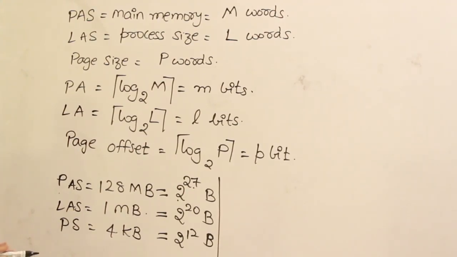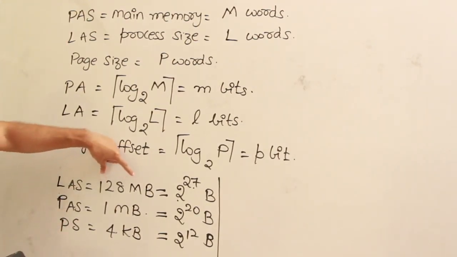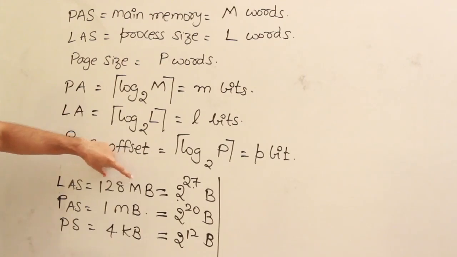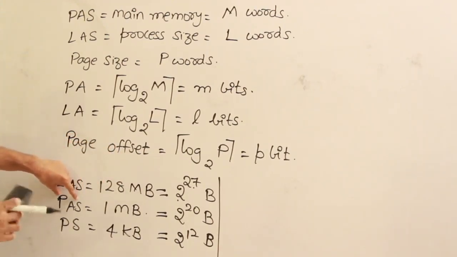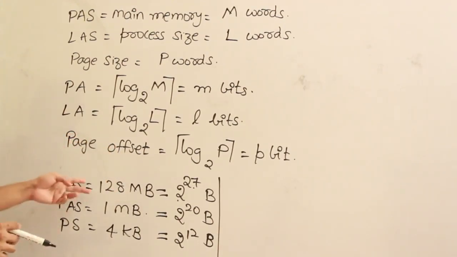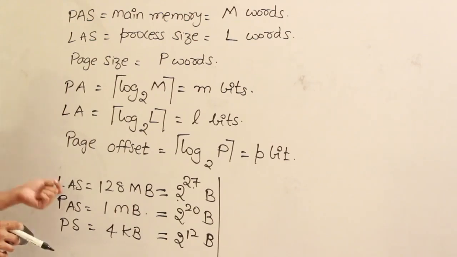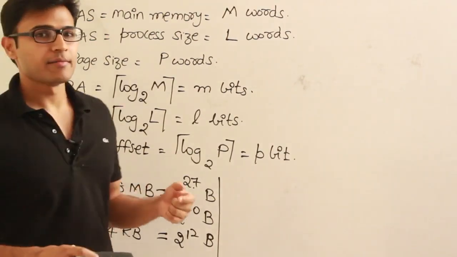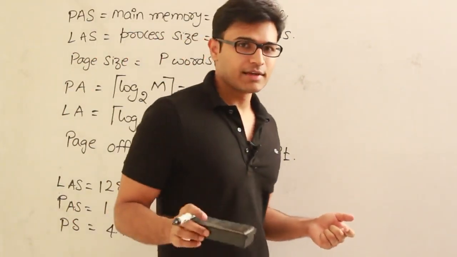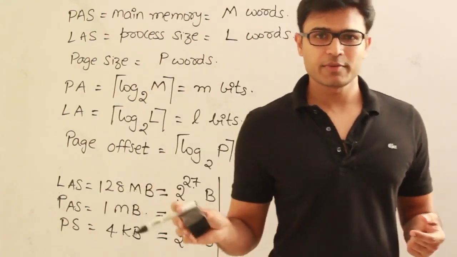I want to extend this question a bit further. If I take another representation, it will be better. Let us say logical address space is this and physical address space is this. Logical address space means the size of the process is 128 MB. Physical address space means the main memory available is just 1 MB. So if you observe this question, the process size is very much bigger than the main memory, right? Then the concept of virtual memory has to be used.